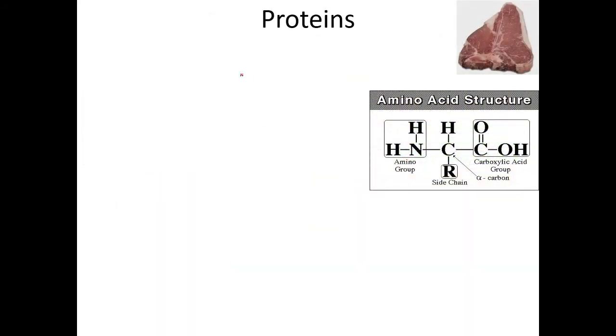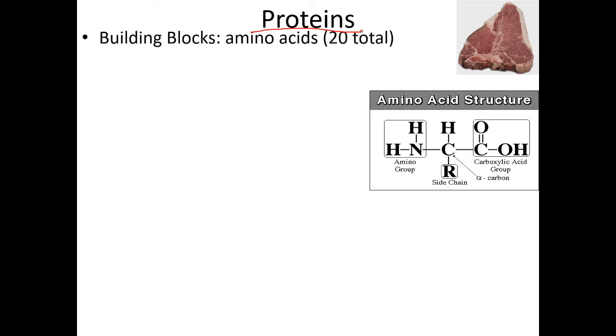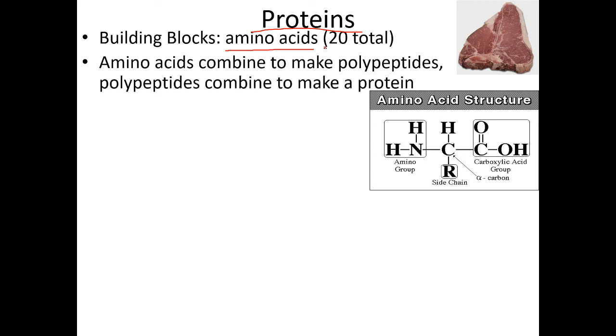So we talked about lipids. That's a fancy word for fats. We talked about carbohydrates. We want to look at proteins now. And proteins, they're a big deal. They essentially do everything. They're made of what we call amino acids. That's their building blocks. And there's 20 amino acids for living things that we care about.